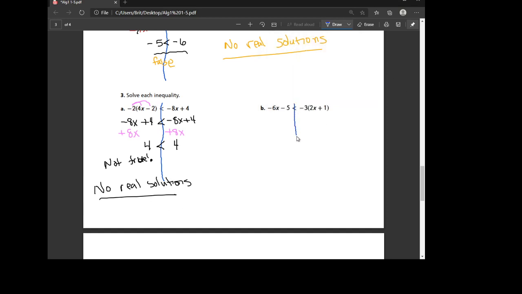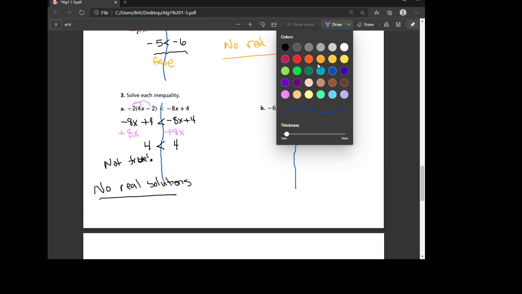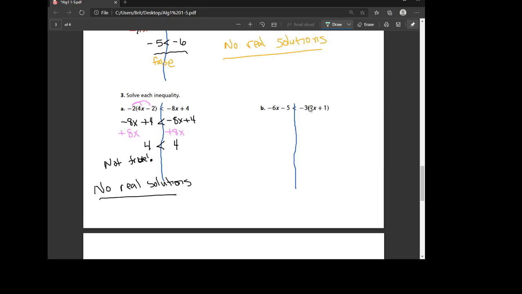Alrighty, let's try letter B. Again, on this problem, we have a set of parentheses, and we're going to distribute to those parentheses. So negative 3 times 2x is negative 6x, and negative 3 times 1 is negative 3. Now to move my 6x over, it's already being subtracted, so I'm going to add 6x to each side. And I get that negative 5 is less than negative 3.